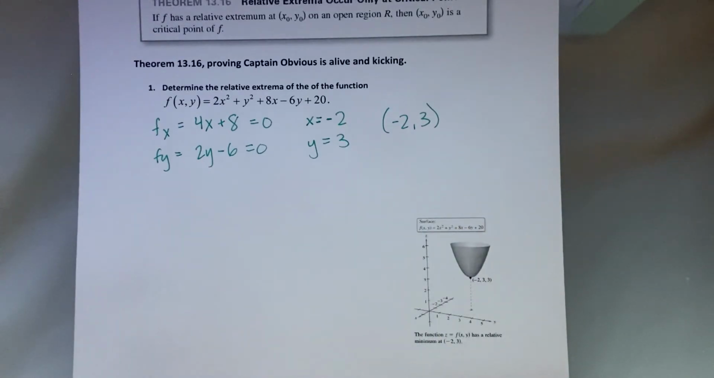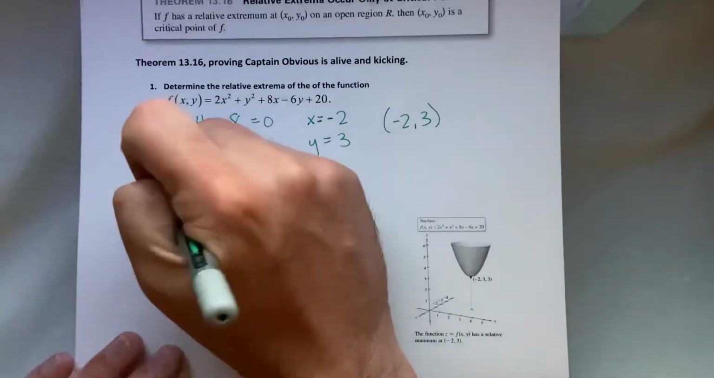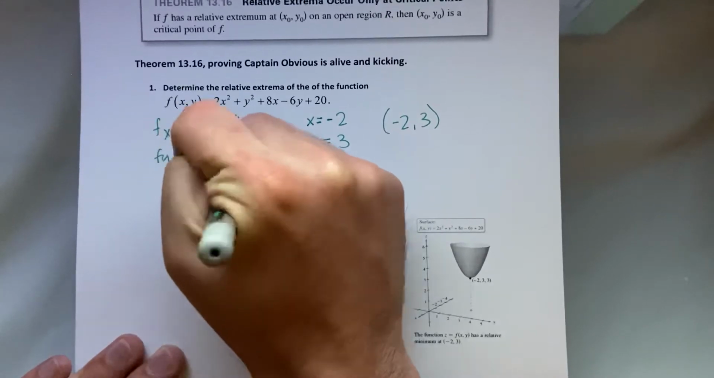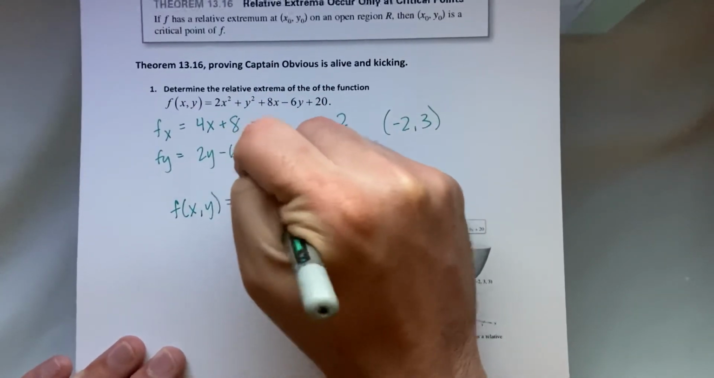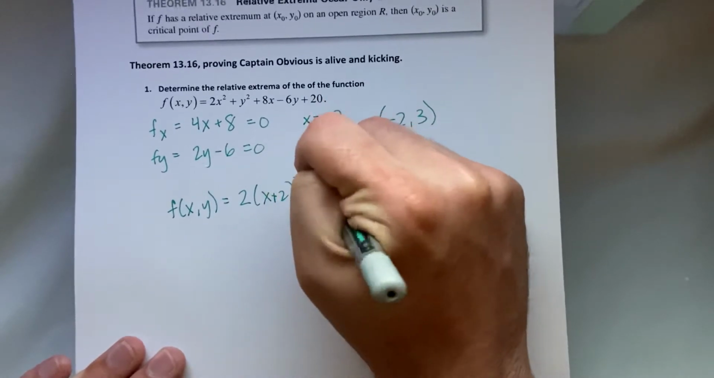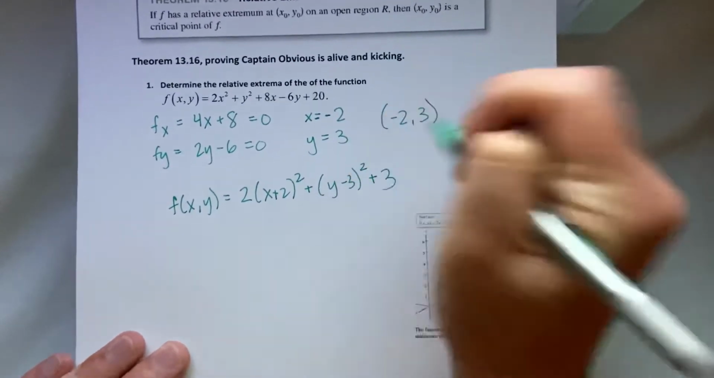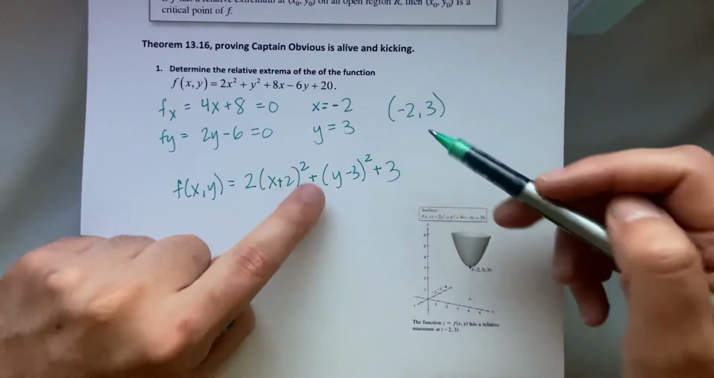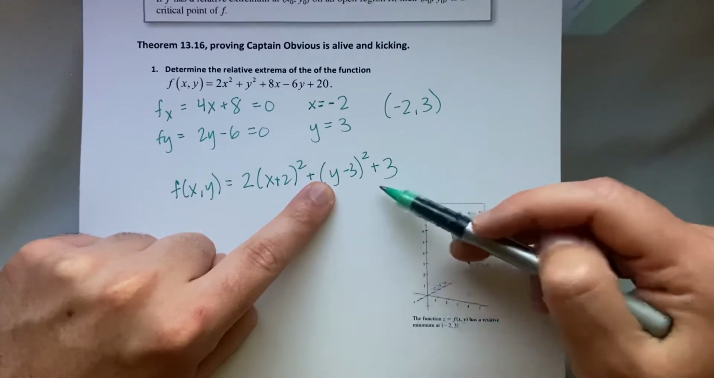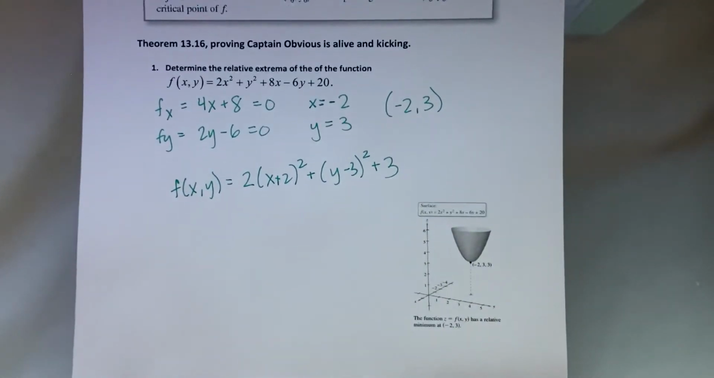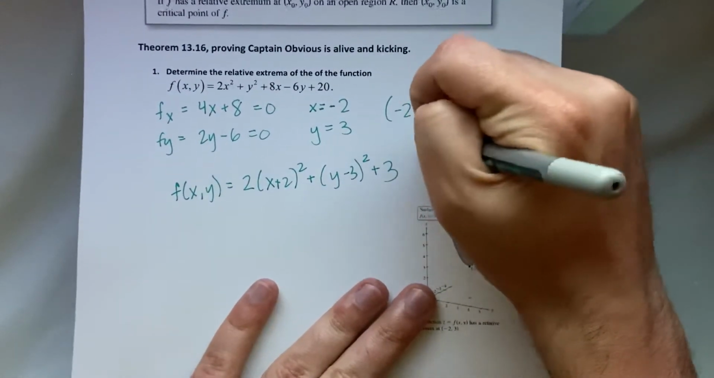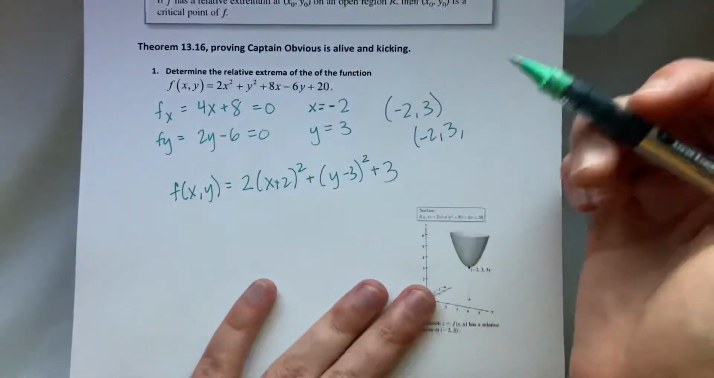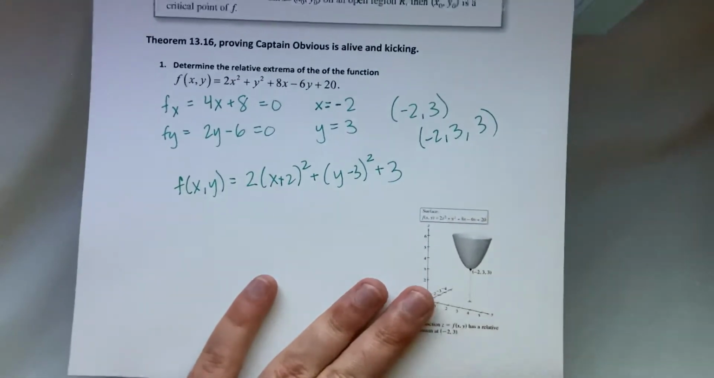Now this could have been achieved by simply completing the square for both variables x and y, because the factored form of this equation is 2 times (x plus 2) squared plus (y minus 3) squared plus 3. What would that have given us? What makes this inside 0? Negative 2. What makes this inside 0? 3. And then that 3 would just be the z value that goes with it. So realistically, this point is not really negative 2, 3. It's negative 2, 3, and then you plug back in to get the z value that goes with it, which in this case is 3.